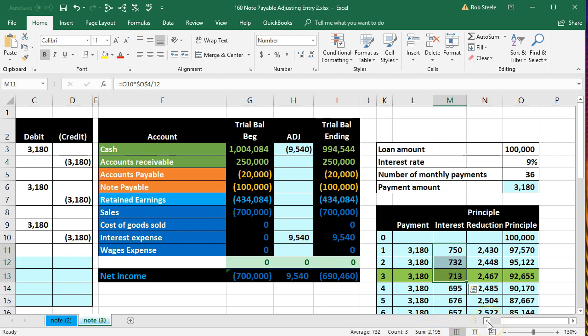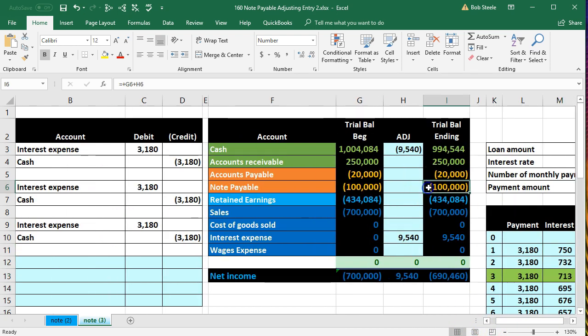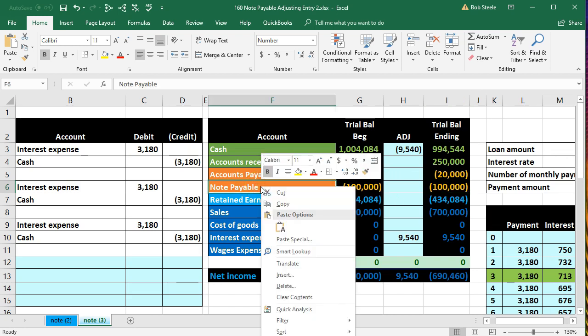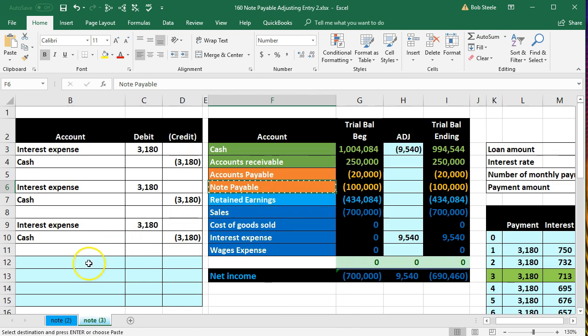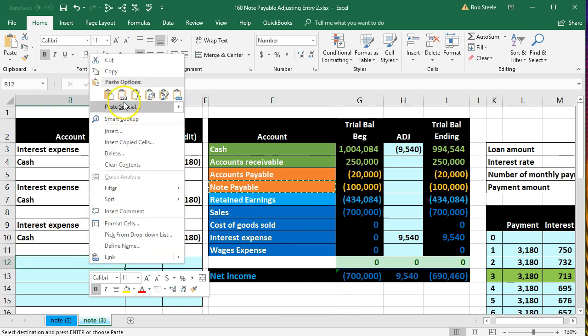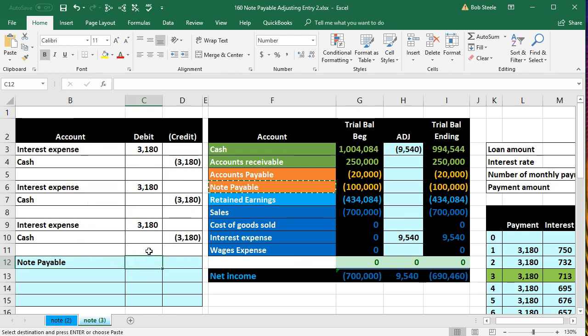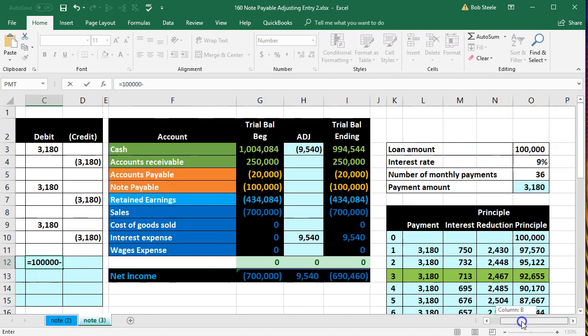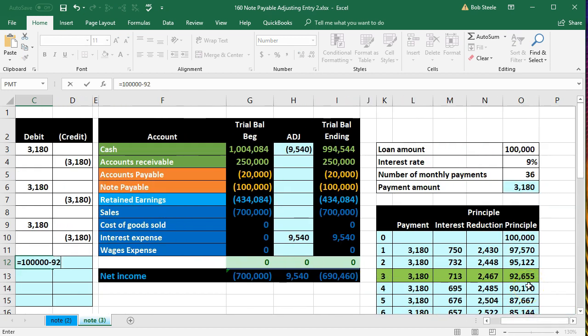To do that, this note needs to be going down because we need to bring it down to this 92 something. It's got a credit in it, so we're going to do the opposite thing to it. We'll debit the note. I'm going to right click and copy the note payable. We'll put that up top in B12, right click and paste. Now the journal entry amount will be 100,000 minus what we want it to be, which is this 92,655. And that's going to be our adjustment.